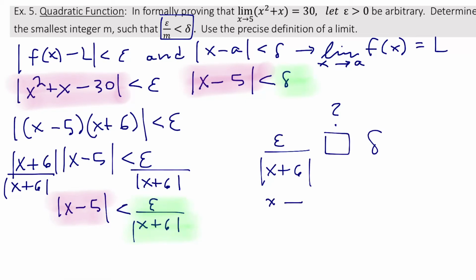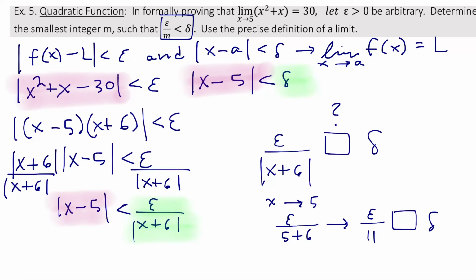So we do know that x is approaching 5. So if I put that 5 down here, then epsilon over x plus 6 is approaching epsilon over 11. All right, so now what? Is that m going to be 11? Okay, so think about it this way.